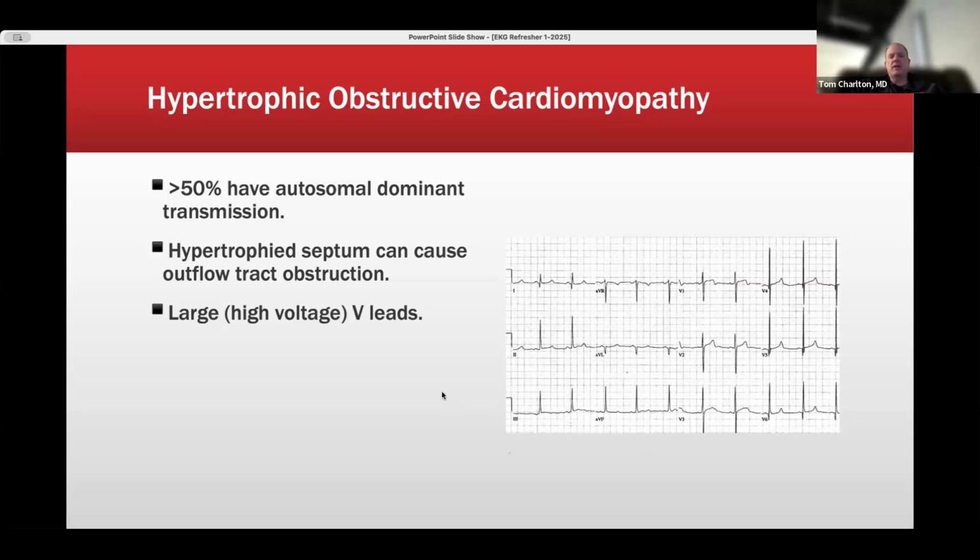But this is also one of the things that will cause sudden collapse in athletes. They'll exert, and then drop. And it's an undiagnosed cardiomyopathy like this.